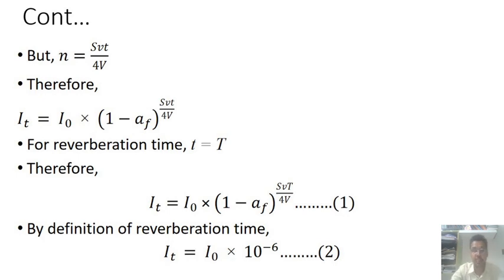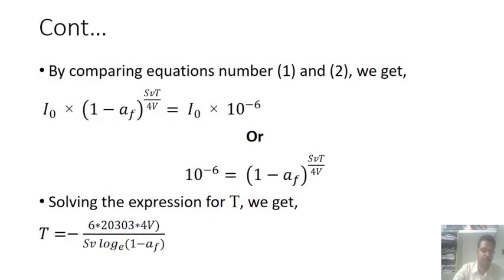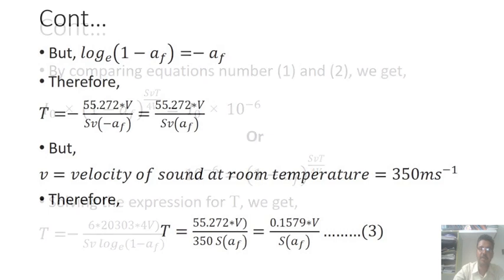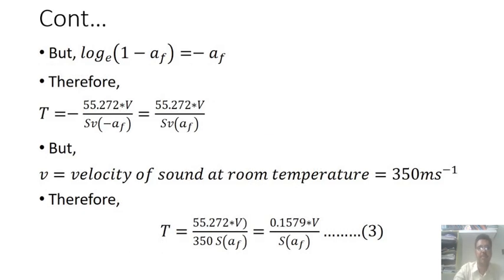By the definition of reverberation time, we already know I_t is equal to I naught into 10 to the power of minus 6. Comparing these two equations, we get 10 to the power of minus 6 is equal to (1 minus A_f) to the power of SvT by 4V. Solving for T, we get T is equal to 6 times 2.303 times 4V by Sv log e of 1 minus A_f, so T becomes 0.165 V by S log of (1 minus A_f).